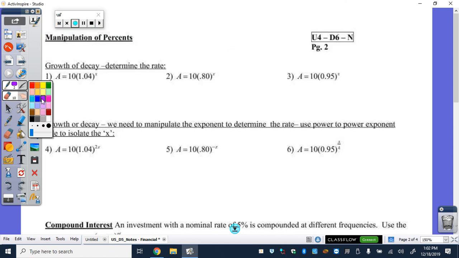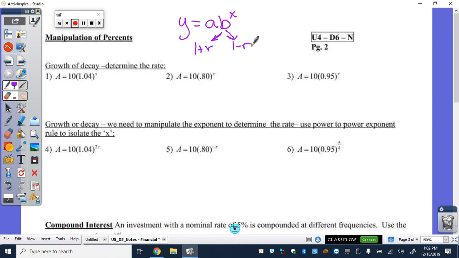Last thing for today is being able to figure out what your actual growth rate or decay rate is. So we're kind of working backwards. We're going back towards y equals a times b to the x. That was in the video from Monday. If you remember, b is figured out by either doing 1 plus your rate or 1 minus your rate, depending on if it was growth or decay. If it was growth, you did 1 plus the rate. If it was decay, it was 1 minus the rate.